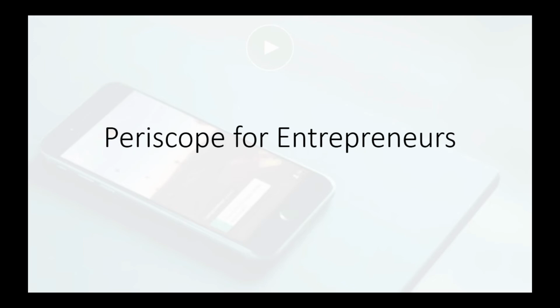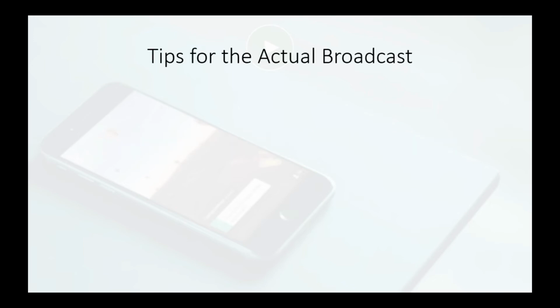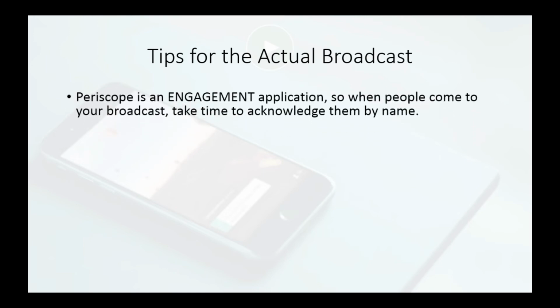Welcome back to Periscope for Entrepreneurs. And in this video, we're going to be talking about tips for the actual broadcast. Now, Periscope is an engagement application. The benefit of having a live stream, the benefit of having people that are going to be present who can comment to you and giving you the ability to easily comment back is to be able to engage them. So when people come to your broadcast, make sure to acknowledge them by name. Make sure to acknowledge that they are present, that if you know them from the past, you somehow indicate some familiarity or indeed some level of intimacy.